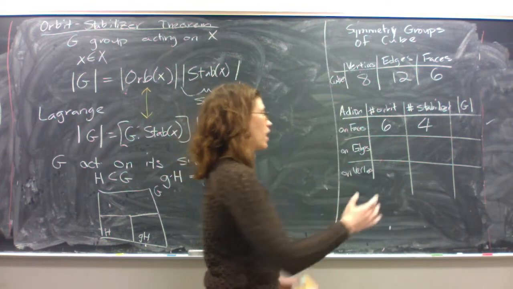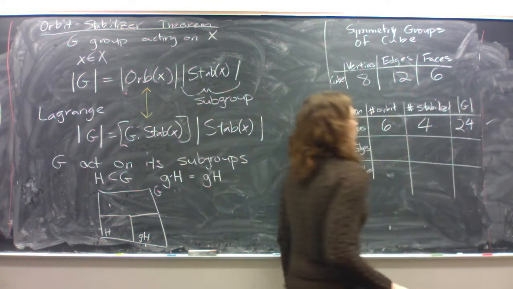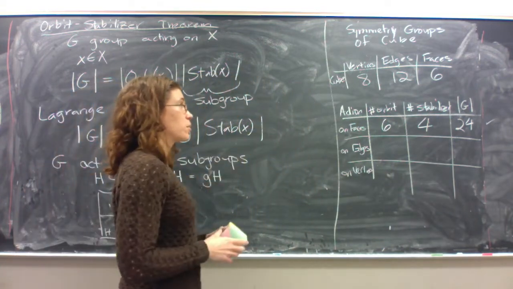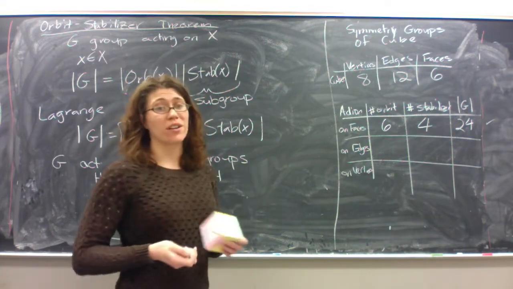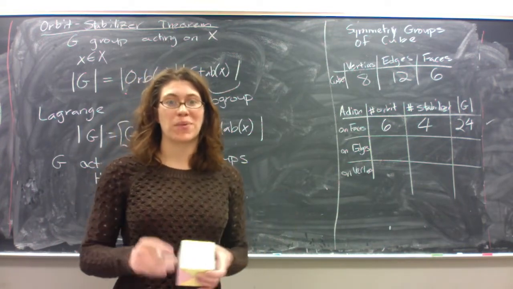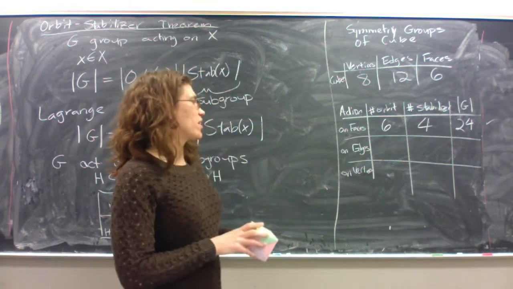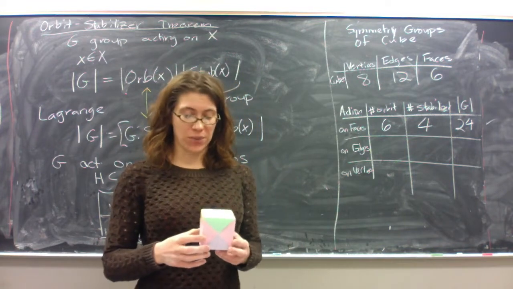And if I multiply the number of elements of the orbit by the number of elements of the stabilizer, I get 24. And we saw this previously, that the symmetry group of the cube consisted of 24 elements. In fact, we computed it exactly this way, by using the Orbit-Stabilizer theorem secretly. Okay, let's try this with edges, because this will be a new computation that we haven't done before.